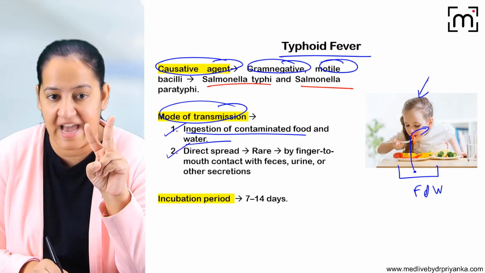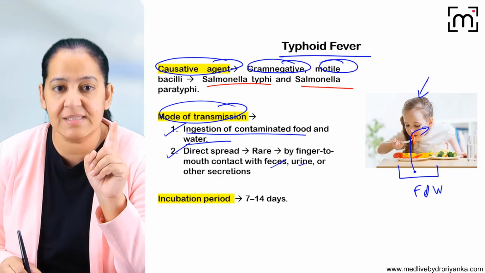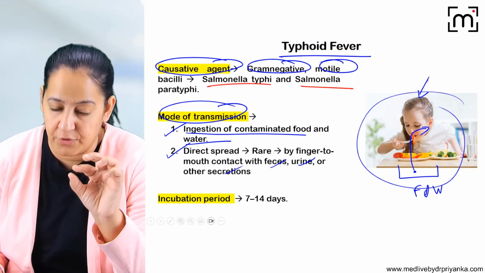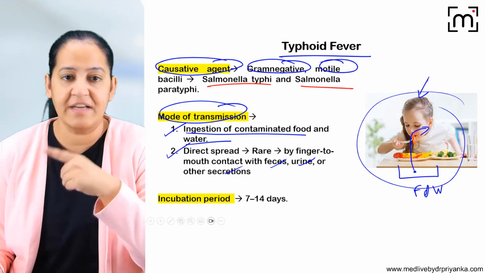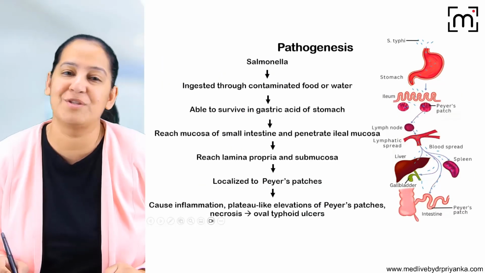Second, via direct spread. By finger to mouth contact with the feces, urine or other secretions. If the child is touching the feces, touching the urine or touching other secretions and putting the contaminated fingers in the mouth, that can be direct transmission. Incubation period is 7 to 14 days. You have to learn the incubation period for all.